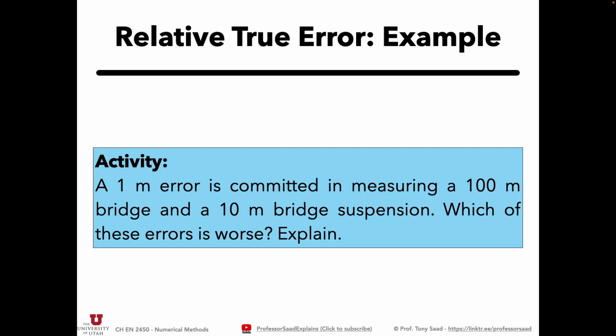And how much can you demonstrate that with numbers? So crunch the numbers. So here you are given the true error. You're given capital E_T, which is 1 meter, right? And you're given the true values.